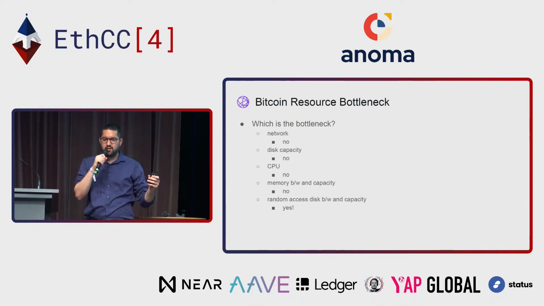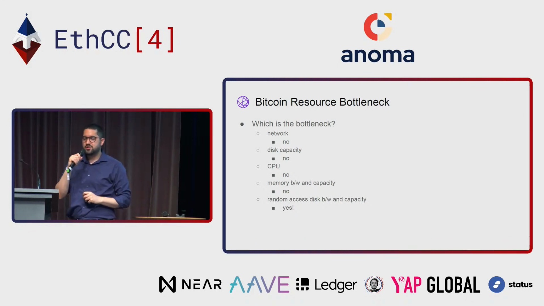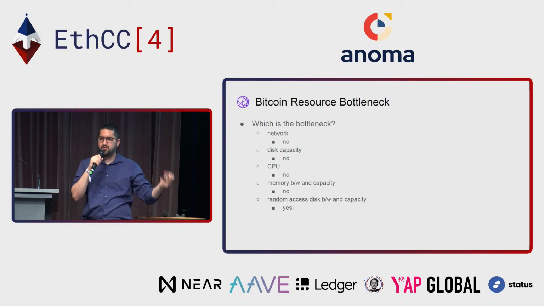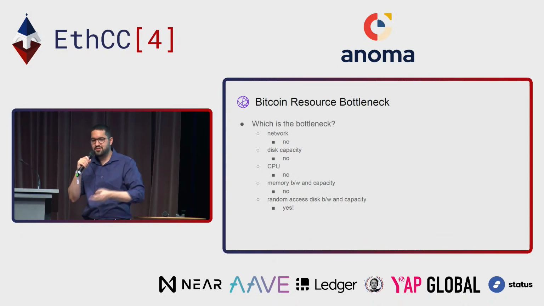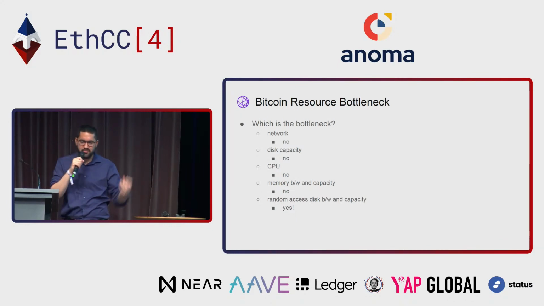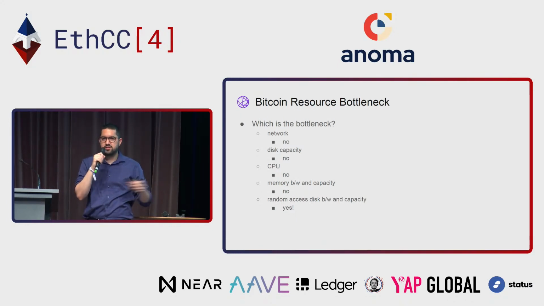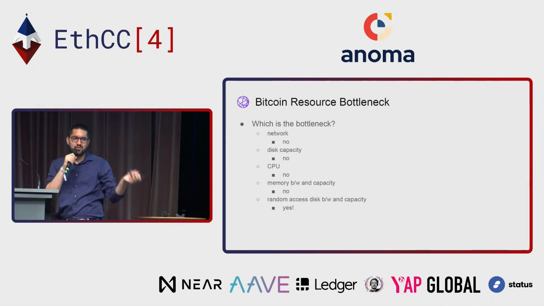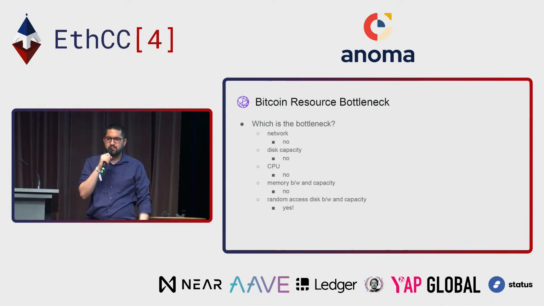From pre-Segwit to Segwit, the block size increased from 1 megabyte to 4 megabytes. If network bandwidth, like downloading block data, was the bottleneck, would they have done this? The answer is no, obviously. They wouldn't have increased the resource consumption of the network bandwidth. So the network isn't the bottleneck. Is the disk capacity, just to store transaction history, the bottleneck? Also no, because you probably don't want to quadruple the rate at which history grows.